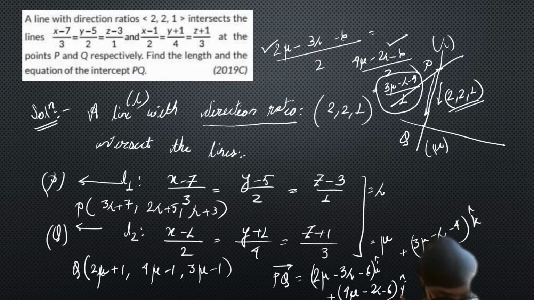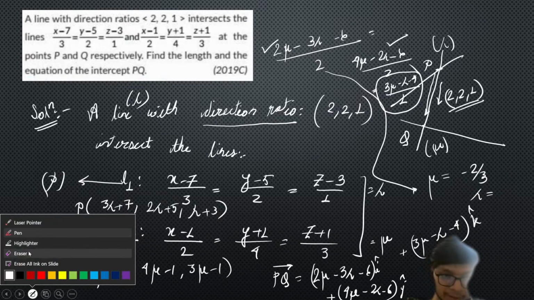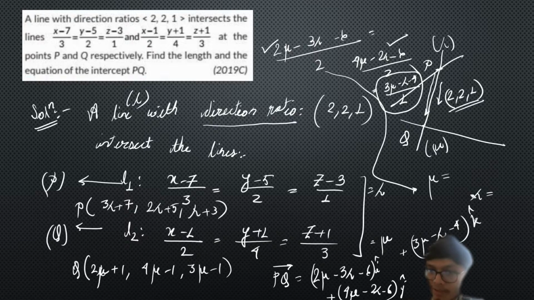So please give it a try. What are you getting? Let me know. So I am getting the value of mu. What I have got in my solution, from here I got the value of mu as minus 2 by 3, and I got the value of lambda, sorry, I got the value of lambda as minus 2 by 3.